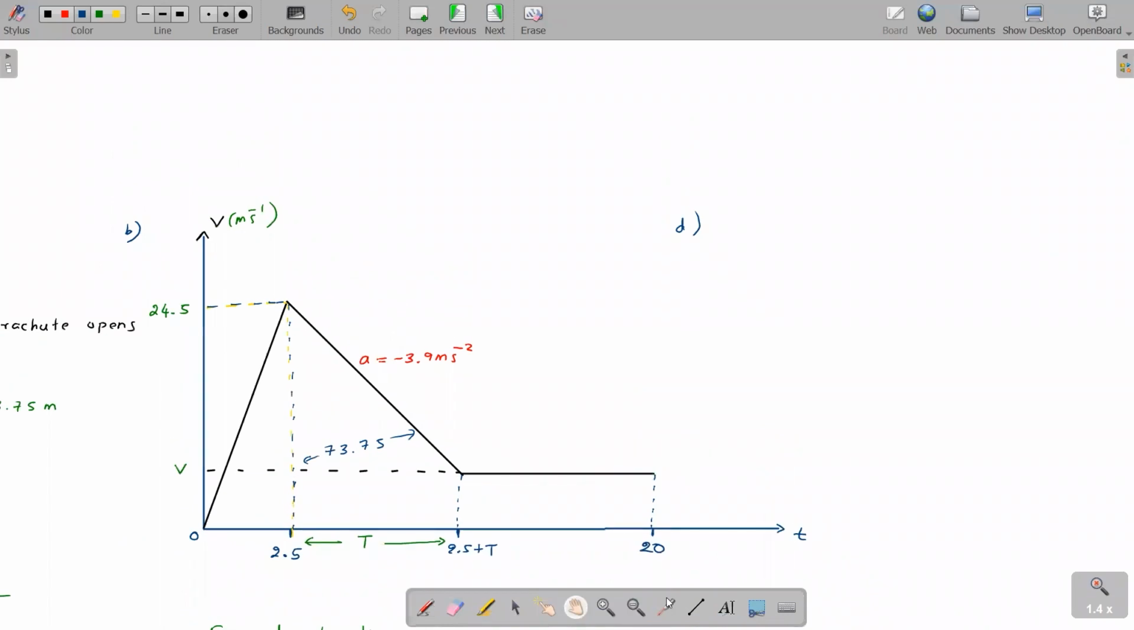Okay, so let's get the area under the graph for each section. For the first section, the accelerating part, that means the part where you are falling freely under gravity, where the acceleration was 9.8 meters per second squared. How much of a distance are we falling?